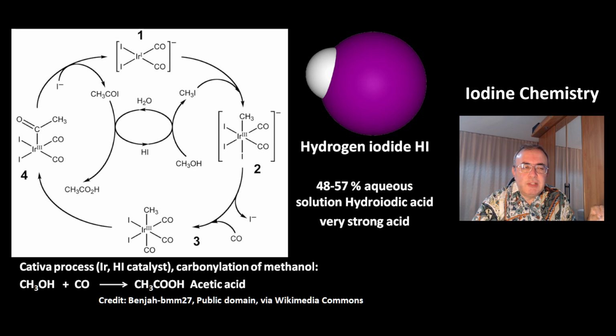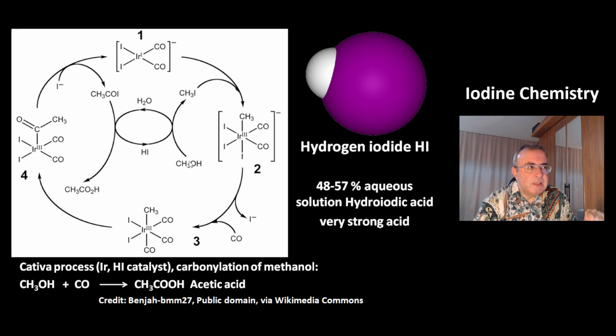This is the compound hydrogen iodide, HI. Its 48 to 57% aqueous solution is called hydroiodic acid. It's a very strong acid because it has a long bond length, and the bond is very weak. So the molecule can get rid of the proton very easily. And at the left, that's the Cativa process. This is a process to make acetic acid from methanol.